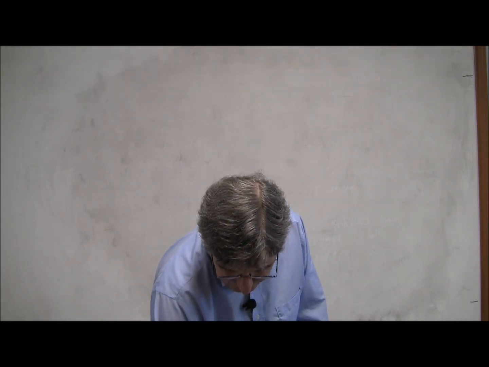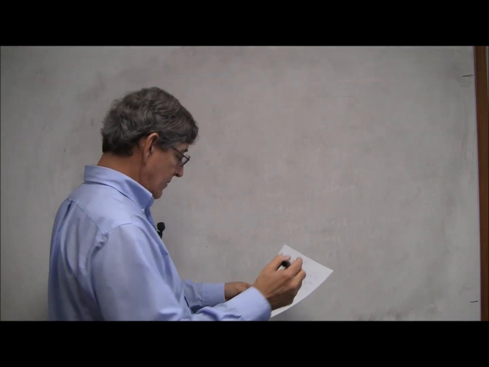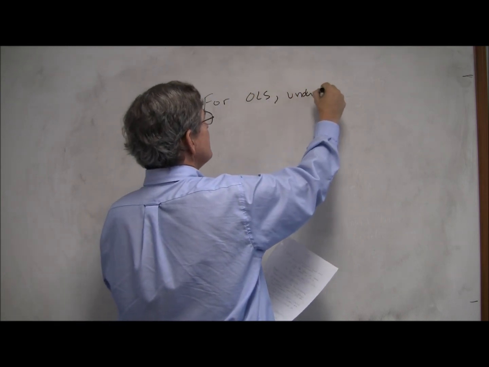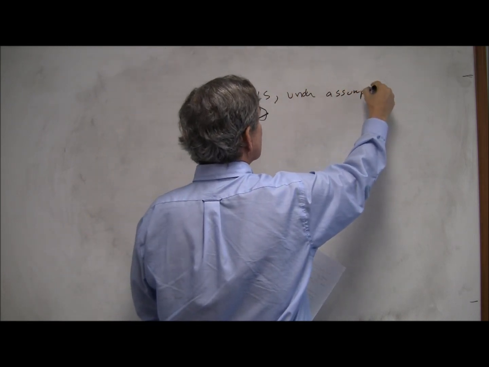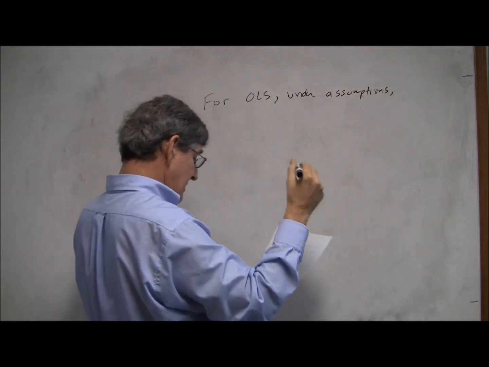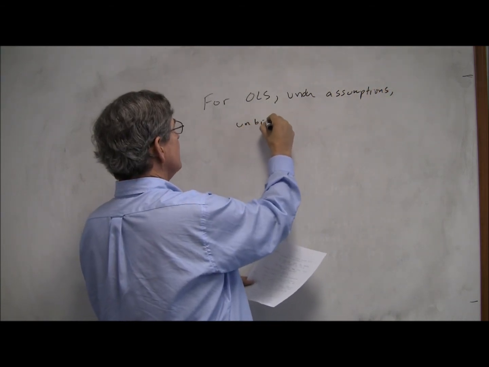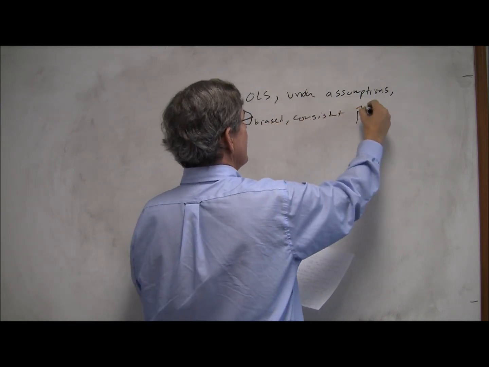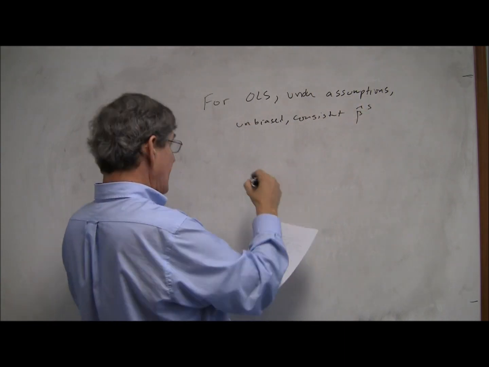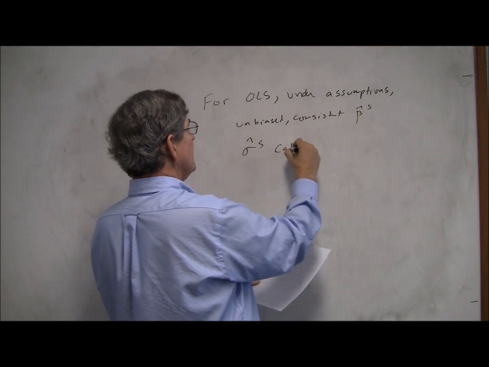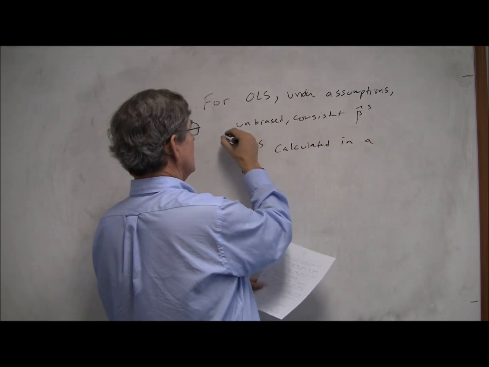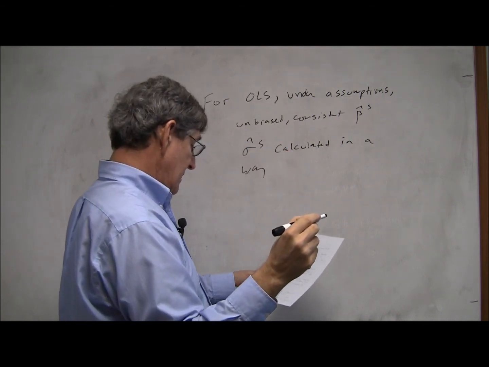And so for OLS, under our assumptions, you do have unbiased and consistent estimators, beta hats, and you do have sigma hats calculated in a way that gives correct significance levels.